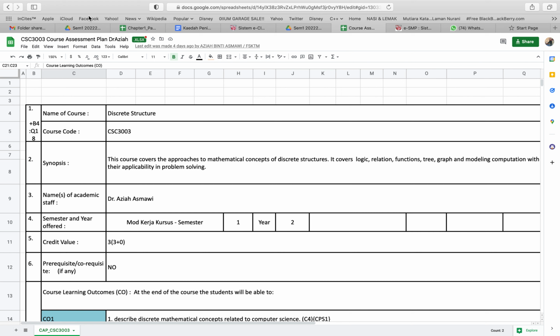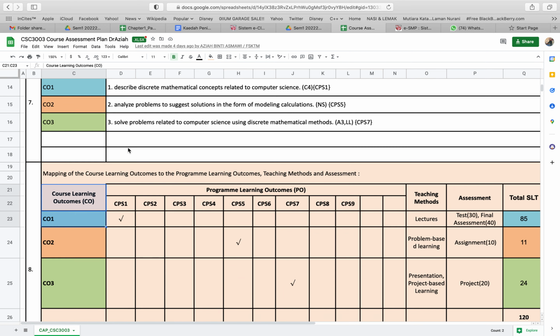Dr. Aziah is the coordinator for this course, and the credit for this course is 3 plus 0. We are not going to have a lab, just theory, and no prerequisite.